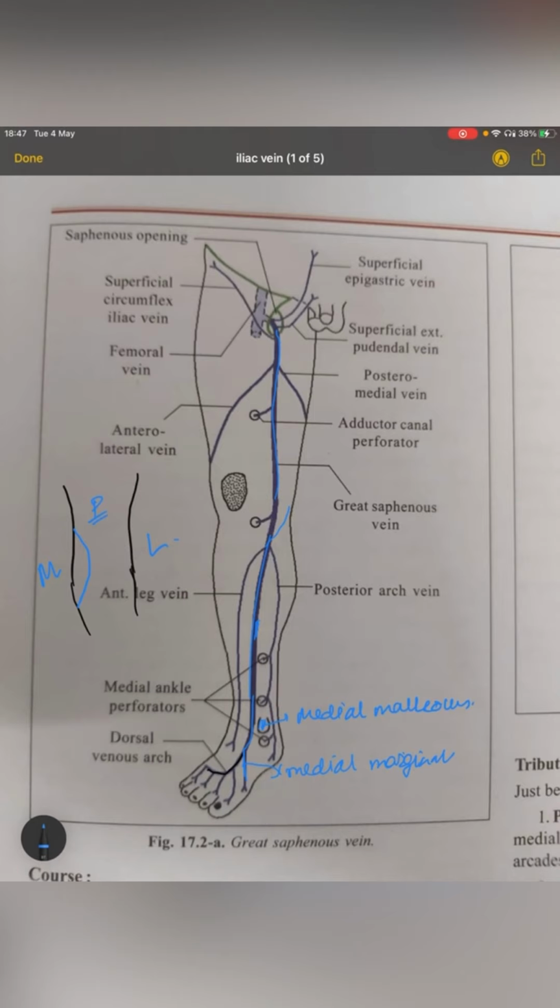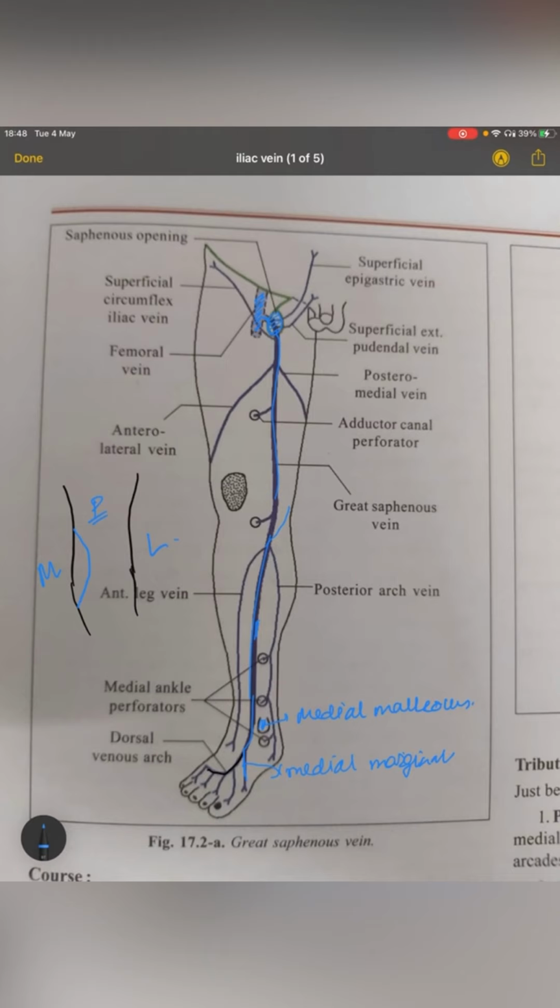then it pierces the cribriform fascia, which covers the saphenous opening, and then it goes deep and pierces the femoral sheath. This is our femoral vein. So this lies within the femoral sheath, within the intermediate compartment of the femoral sheath. So this pierces the femoral sheath and ultimately drains into this femoral vein. Are we clear with this?